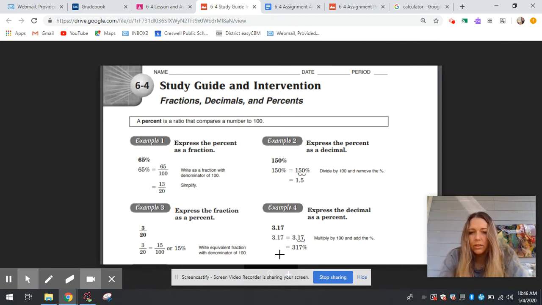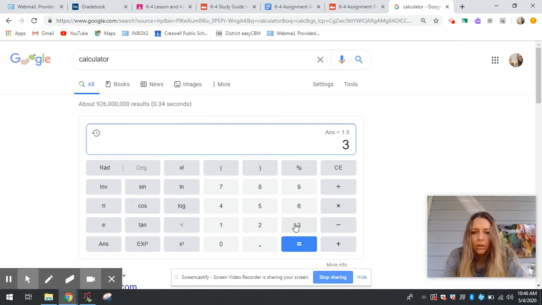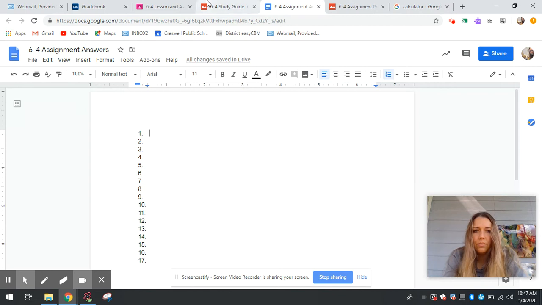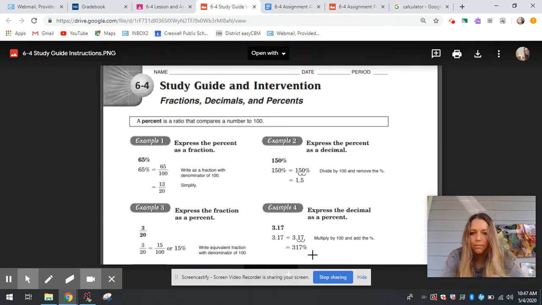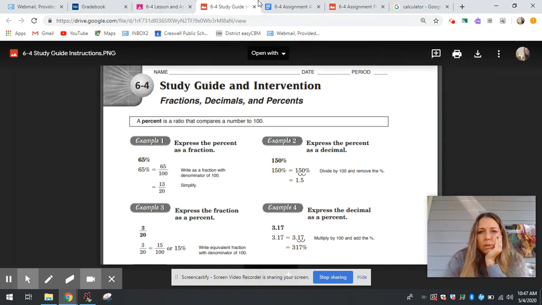For number 4, it says express the decimal as a percent. So we have 3.17. We just have to multiply it by 100. And then instead of having a decimal, we have this percentage sign. So we can go to our calculator, 3.17 times 100 equals 317. So we got 317%. So now we'll go to the assignment problems.